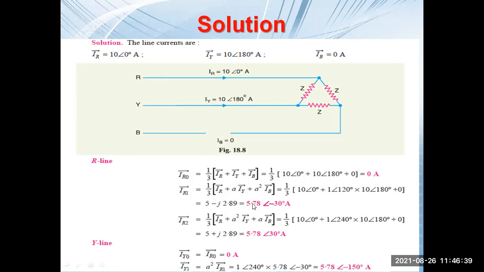5.78. This is correct. Are you getting this value? 5.78. Are you getting this value? Yes sir. And are you getting this value, 5 minus j 2.89? Yes sir. So you should get it. Then you see this value, what is this? 5 minus j 2.89.